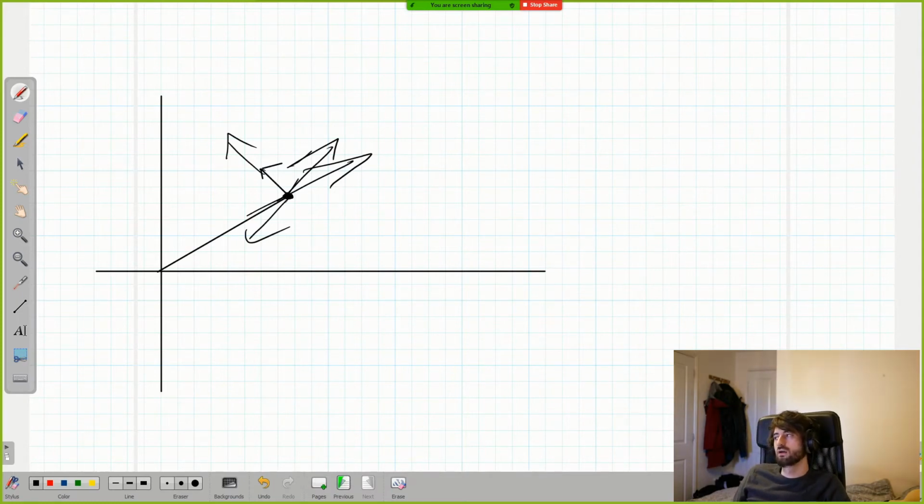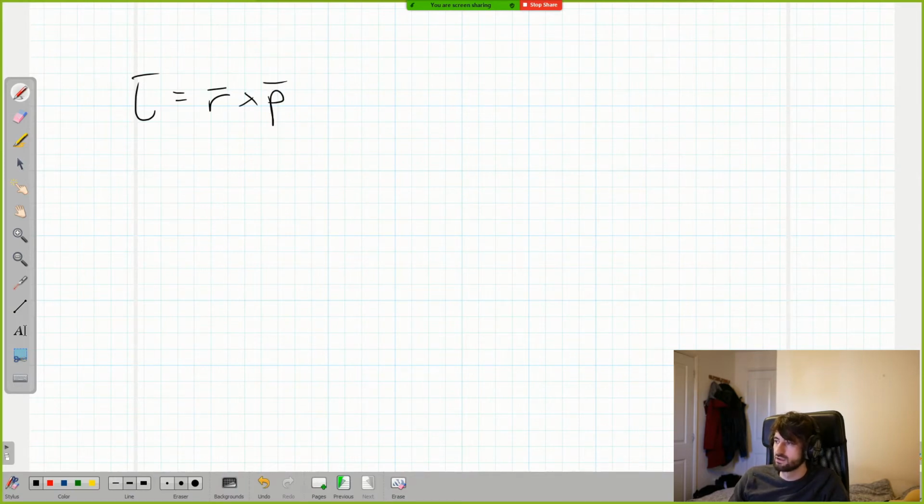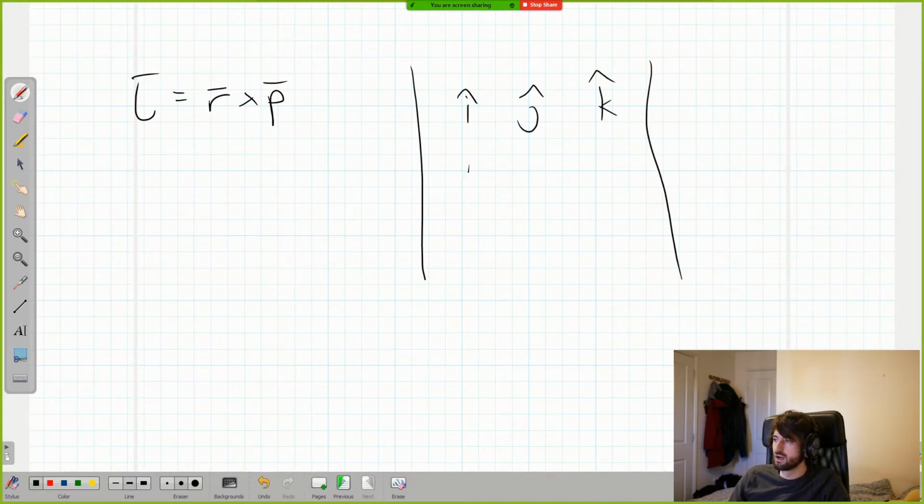So, how familiar are you all with determinants, matrices? Are you all good on matrices? This is going to span two lessons anyway, so let's just do a quick cross products lesson. L is r cross p. How we calculate that is, we have this matrix. It has our directions at the top, and then it has our r values of x, y, and z here, and then our p values of x, y, and z here.